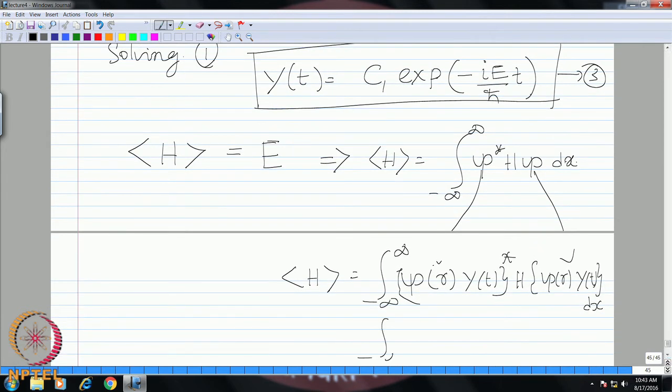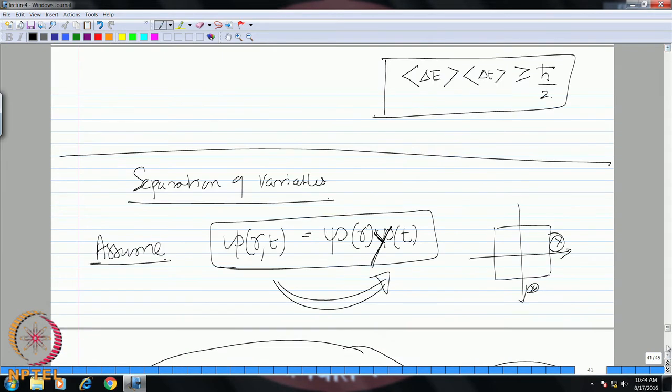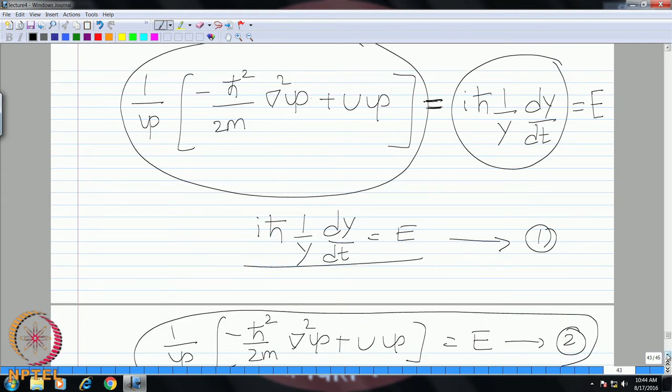So, this can be actually, one more step we can write it, psi of r y of t whole star H into psi of r into y of t dx. Okay, so, this is the actual operation that is done. The Hamiltonian will be operating on the psi, which is a function of only position. So, therefore, now we go back to 2 and what do we see from 2?